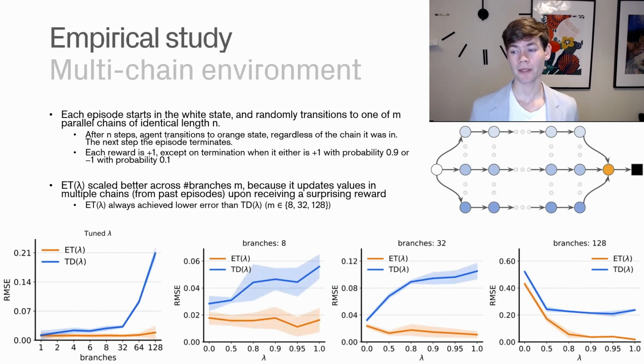The second investigation that they made is for the problem that we can see in the right corner here. So basically, you're starting in this state here, and then you can pick from one out of m different chains that transition along the path here. In the end, like in this state here, you always come back to basically a bottleneck stage before terminating. And when you terminate, each reward in this chain is basically +1, except from the termination stage, where it's either +1 with a probability of 0.9, and then you would terminate, or it's -1 with a probability of 0.1.